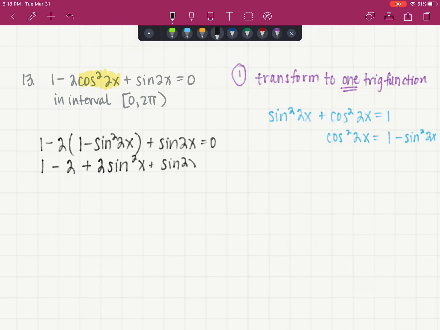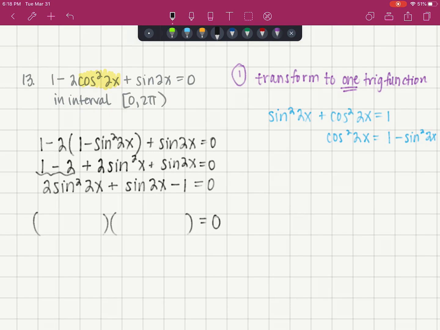And then we are going to combine any like terms and put it in quadratic form. Quadratic form is going to start with the quadratic term, so our sine squared will come first. So we have 2 sine squared of 2x. Then we have our linear term, plus the sine of 2x. And then we have minus 1 equals 0, because 1 minus 2 is negative 1. I'm going to try and factor this. Now that I've set it equal to 0, we'll factor and try to use our zero product property.